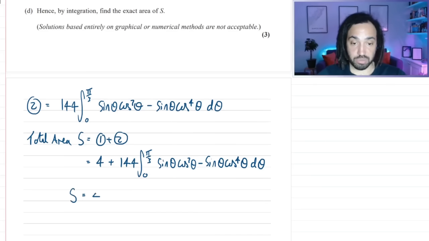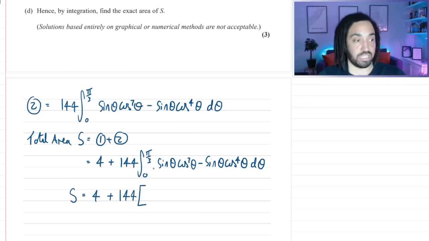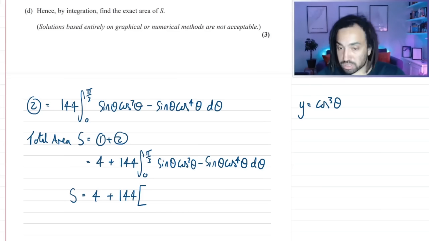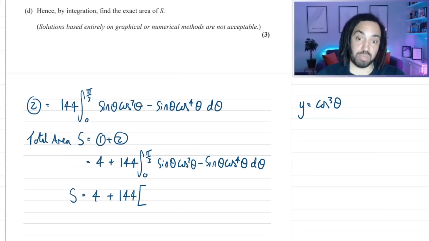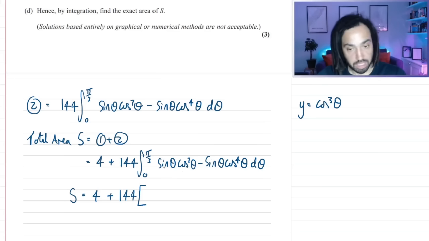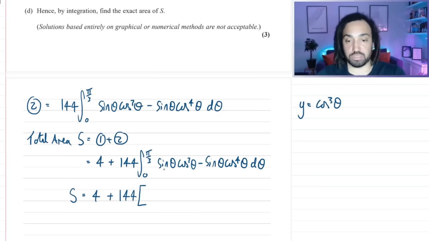Let's integrate this. So we're still going to have the 4. That doesn't need to be integrated. But yes, these two expressions here do need to be integrated. And then, spoiler alert, they are reverse chain rules. So we're going to say y is equal to cos cubed. And we know it's a reverse chain rule because we've got this function here, cos, which is raised to a power, and then it's multiplied by its derivative, because the derivative of cos is minus sine, but for all intents and purposes, it's sine. It's just times through by a constant.